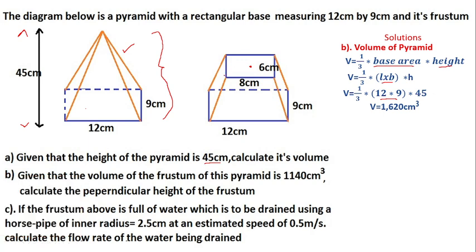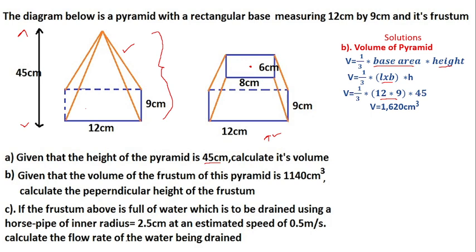Okay, proceed. That is now question B. So we are done with question A. Now question B. Okay, I've removed those lines. You see how they are coming about. We have been given that the volume of the frustum of this pyramid is 1140 centimeters cubed, right? Now we need to calculate the perpendicular height of this frustum. So the frustum, it's this diagram, the second one right here.